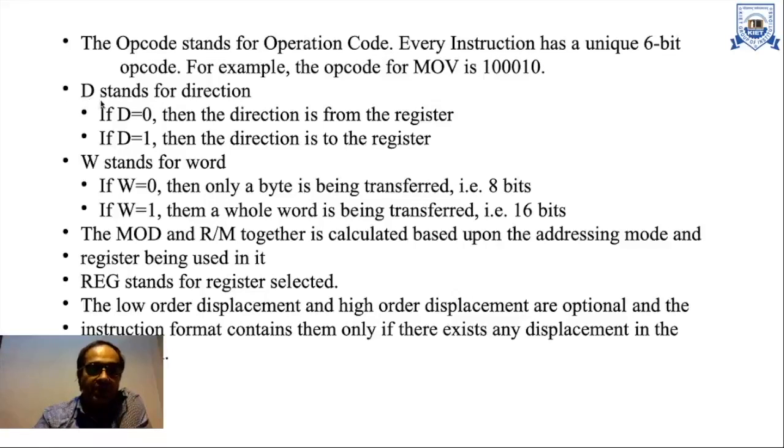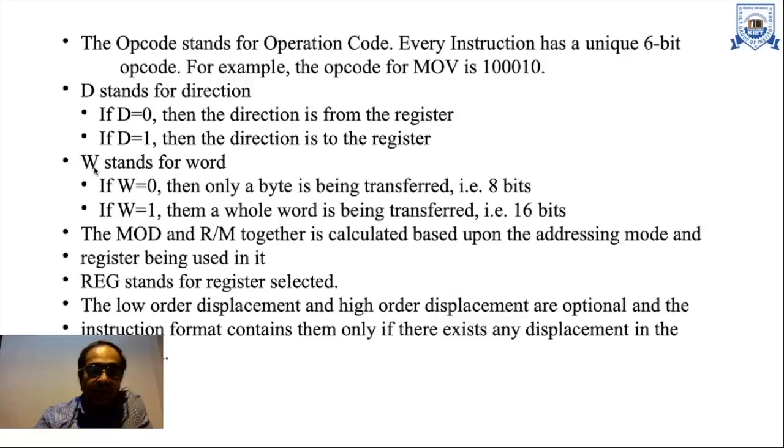Now come to D. D stands for direction. Direction means whether the data is coming from the register or going to the register. So if D is equal to 0, then the direction is from the register. And when D is equal to 1, then the direction is to the register.